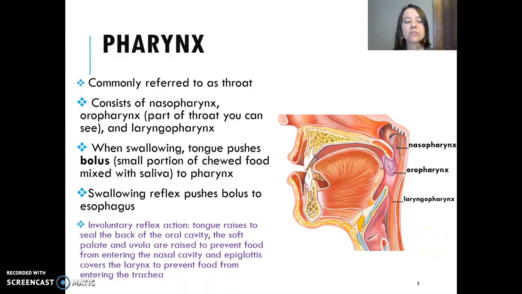A little bit of interest in involuntary reflex action. Part of swallowing is voluntary and part of it is involuntary. Your tongue raises to seal the back of the oral cavity and the soft palate, and then the uvula is raised to prevent food from entering the nasal cavity, and then the epiglottis covers, so the larynx will come up and the epiglottis will go down, and that will cover the trachea, so the food and fluids go down the esophagus and not down the trachea or up your nose.